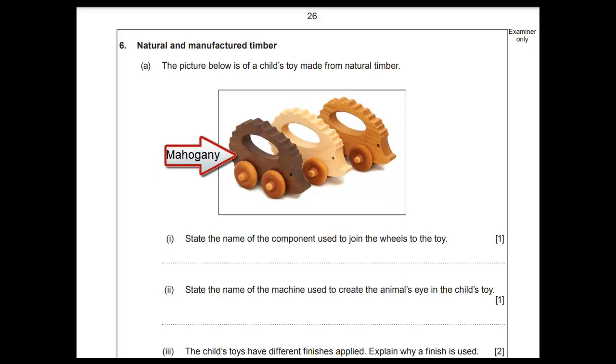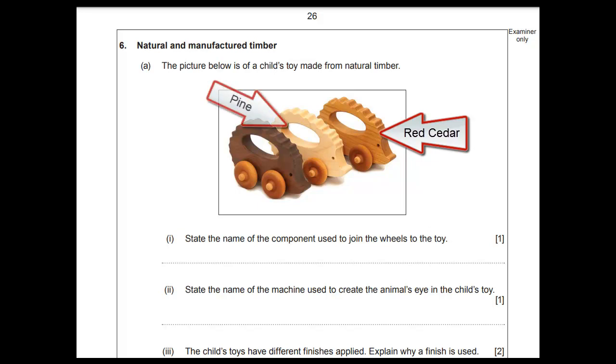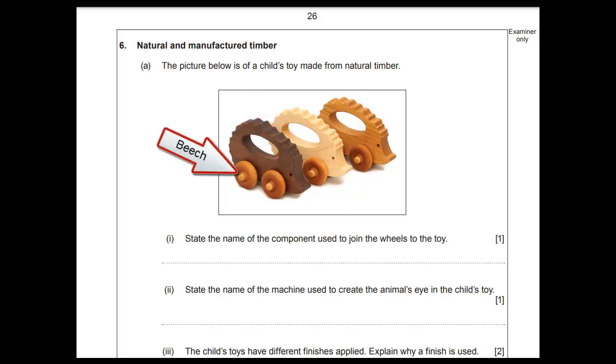So an example could be the darker wood, could either be mahogany, or it could even have a mahogany stain. You've got the red cedar towards the end, the light brown, and the pine in the middle being light, and possibly even beech used for the wheels. We know that it's natural timber mainly because we've got a grain going through the wood and we can see the end grain as well.